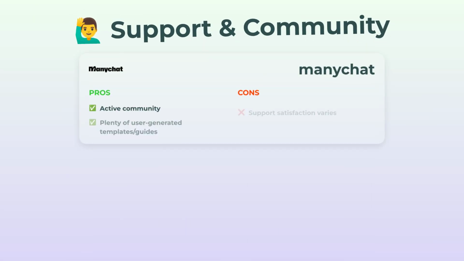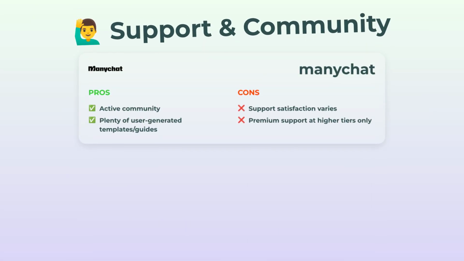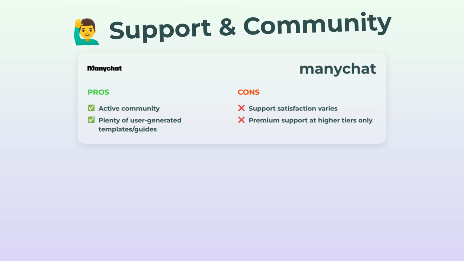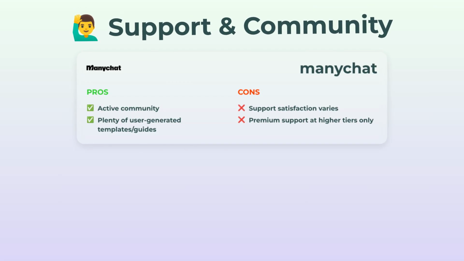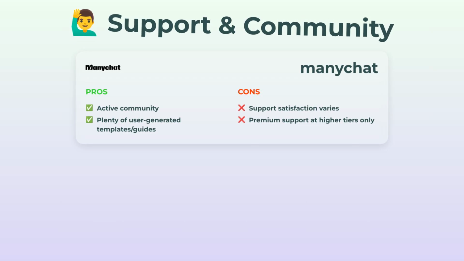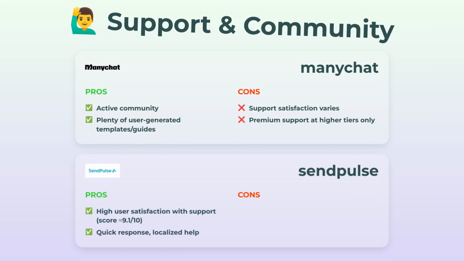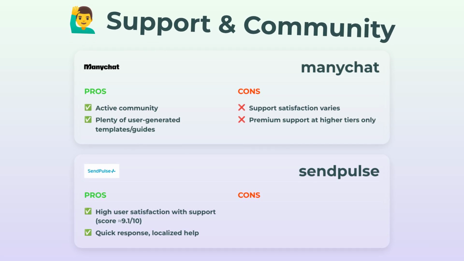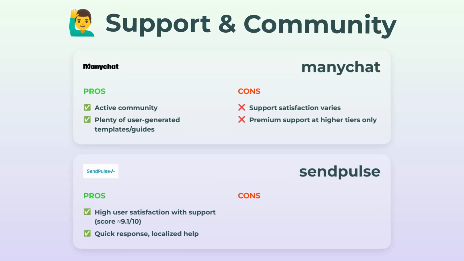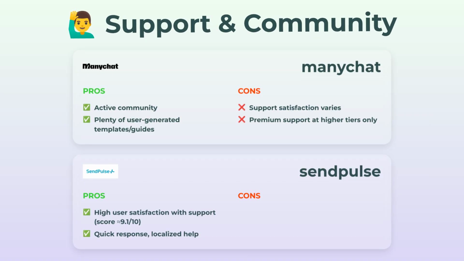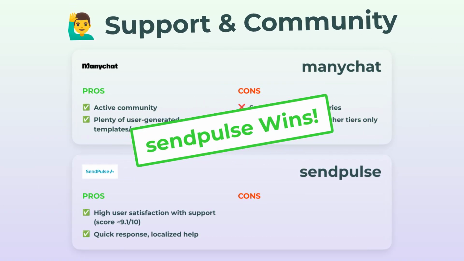Last up, support and the community. ManyChat's got a buzzing user community, loads of templates and guides floating around, and you'll find a ton of answers online. But honestly, support satisfaction does bounce around, especially if you're on the lower tiers. You get premium help only if you pay up. Now, SendPulse, people rave about their support. Scores like 9.1 out of 10. Response time is fast, and you get some localized help depending on where you are. So for support, SendPulse really does come out on top.